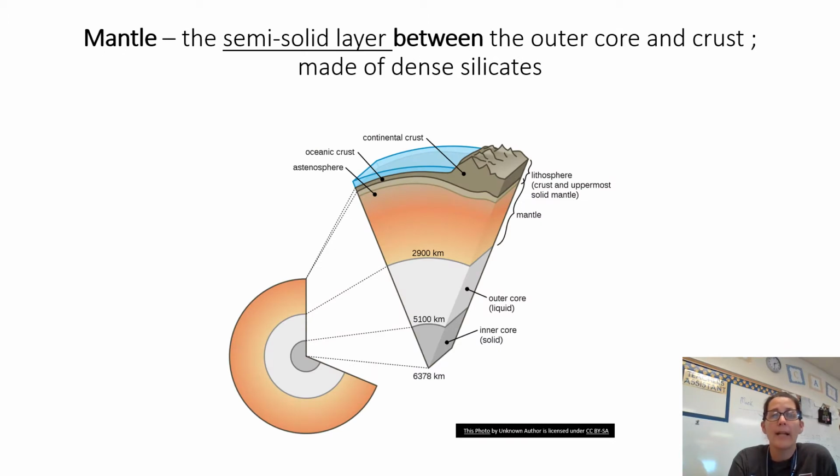Next, we've got the mantle, which is a semi-solid layer between the outer core and the crust, and it's made of really dense silicates.